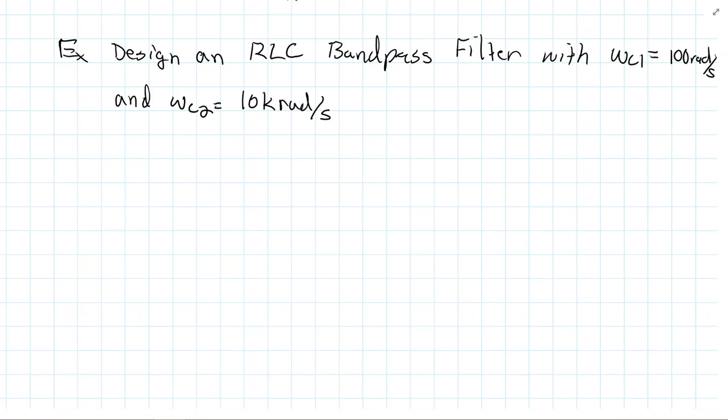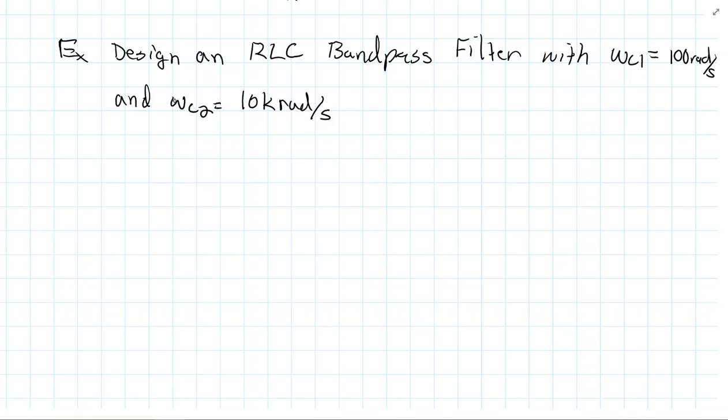Okay, so this design problem here, I'll let you read it. We're actually designing the exact same parameters for the filter that we did in a couple videos ago. So we're designing where I have omega C1 being 100 rads per second and omega C2 being 10 kilorads per second. So I'm doing the exact same thing, but now I'm doing an RLC bandpass filter.